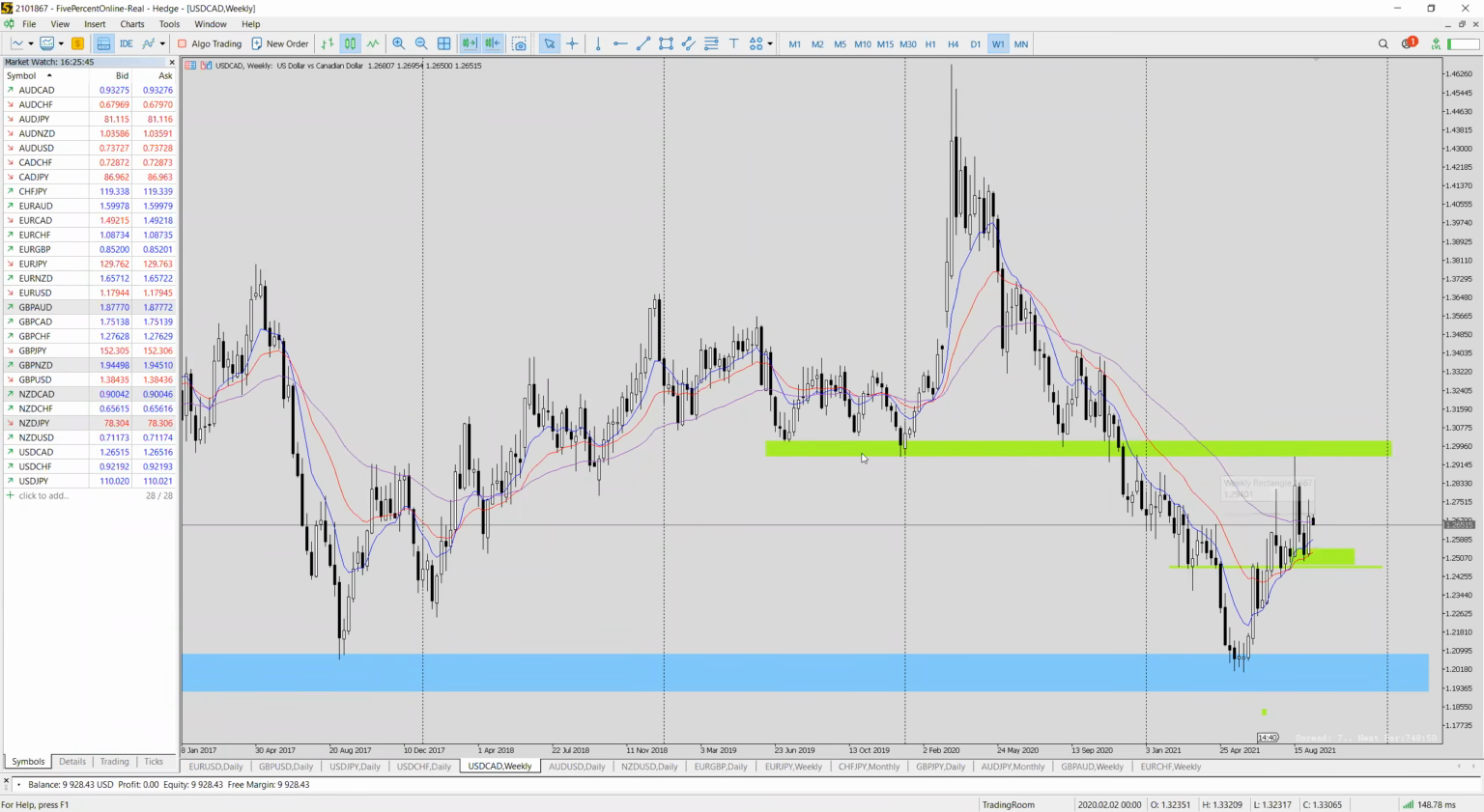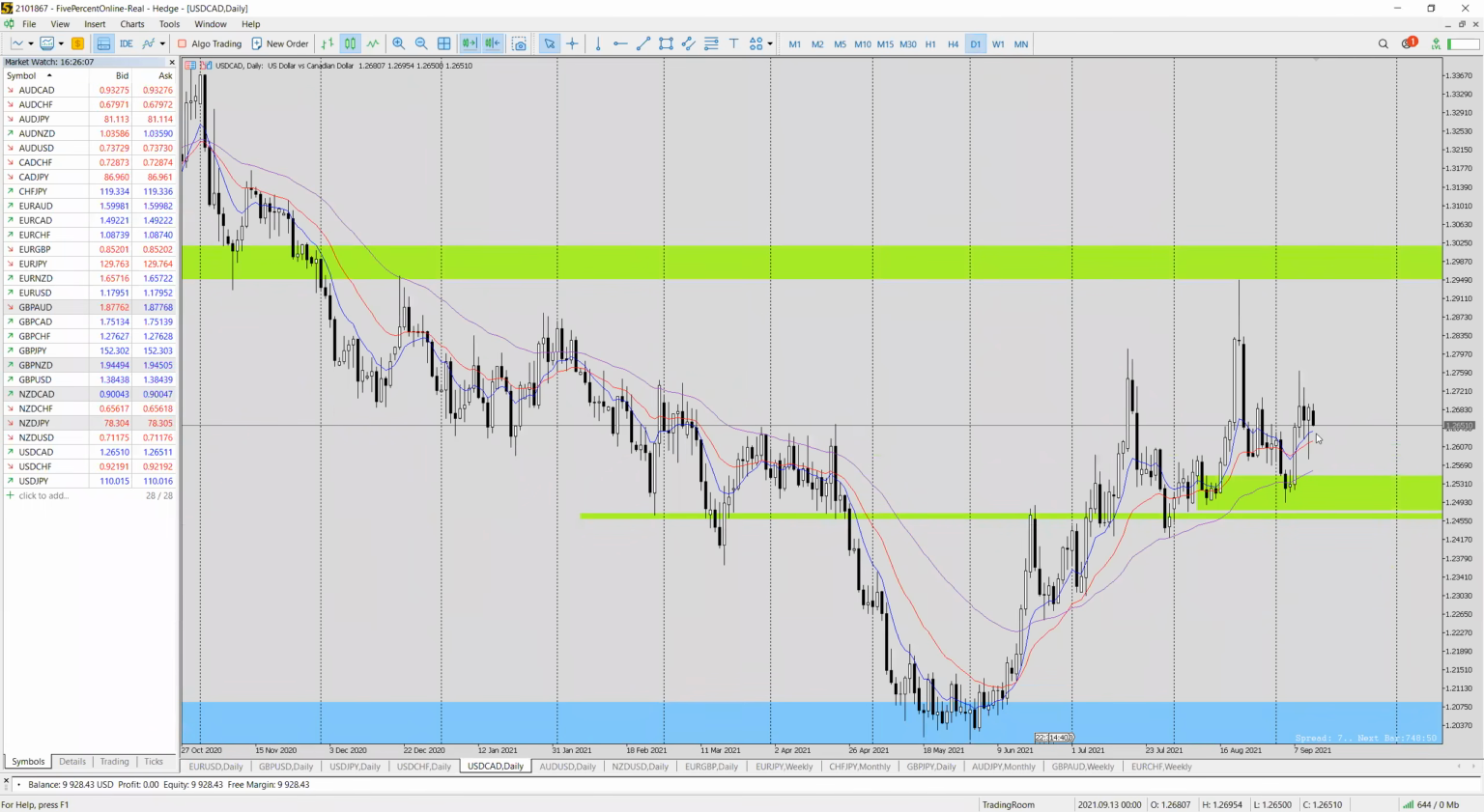You can see here demand or support, demand here, also here, but then it was broken and then retested, and now it's been retested again. Currently, I can't say exactly where dollar CAD is headed, and you can see that the daily chart is not very clear. There was a strong reversal pattern here.